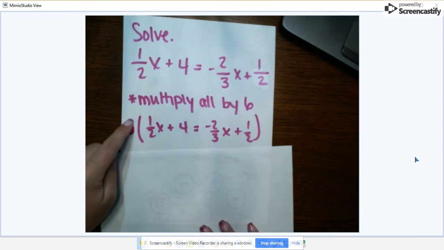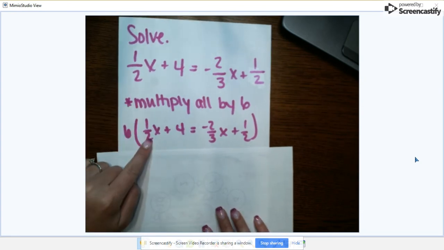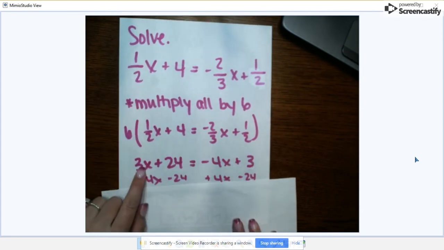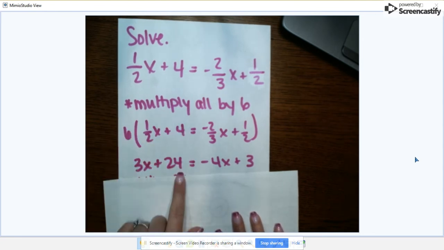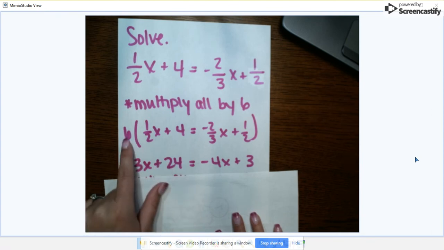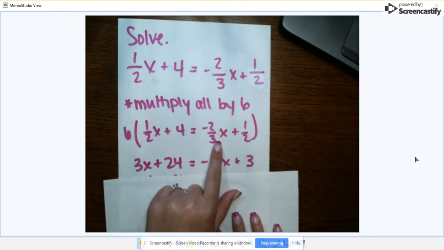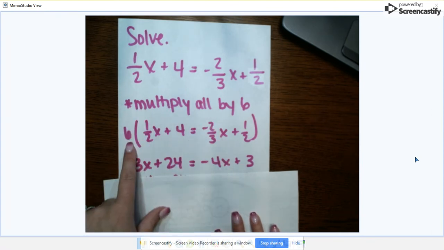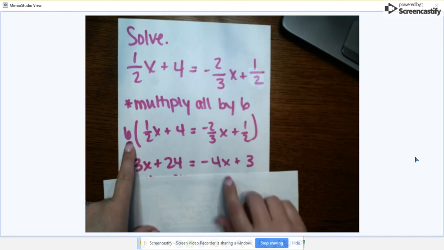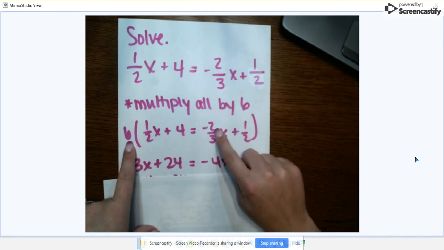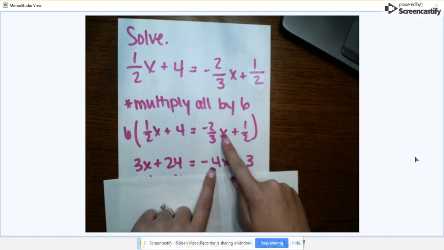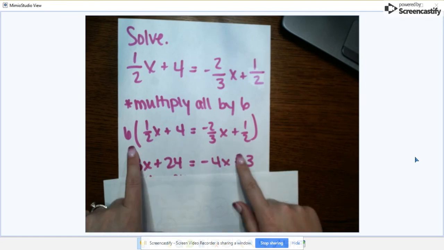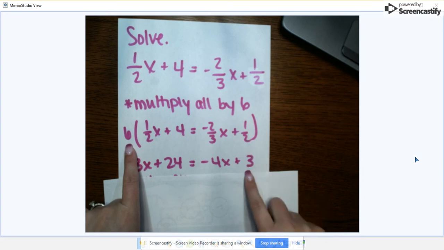When I do that, I distribute. So 6 times 1/2, or half of 6, is 3. I still have that x. Distribute it to the 4. 6 times 4 is where I get 24. Distribute it over here to the right side. If you multiply straight across, remember this is technically 6 over 1. So I'd have 6 times negative 2, which is negative 12. And negative 12 divided by 3 is negative 4. Still have an x. And then 6 times 1/2, or half of 6, is 3.